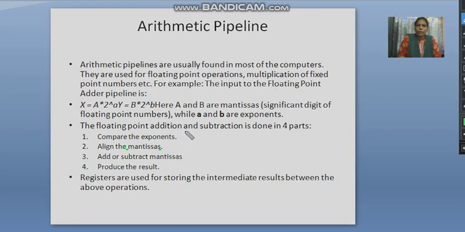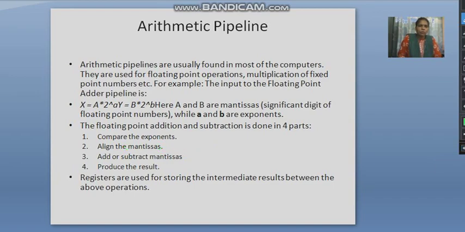Floating point addition and subtraction is done in four parts: compare the exponents, align the mantissas, add or subtract the mantissas, and produce the result. Registers are used for storing the intermediate results between the above operations. So in this way we can form an arithmetic pipeline.